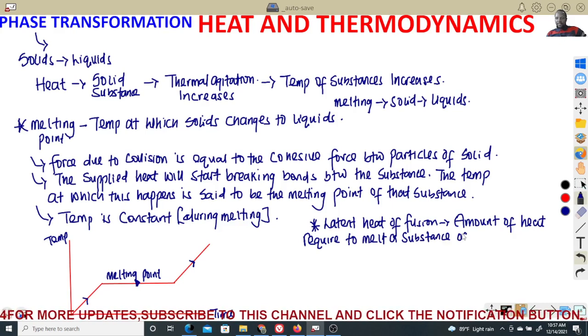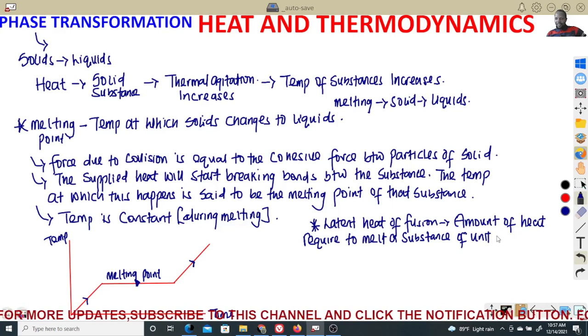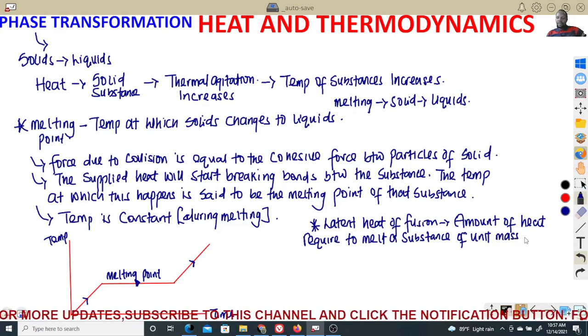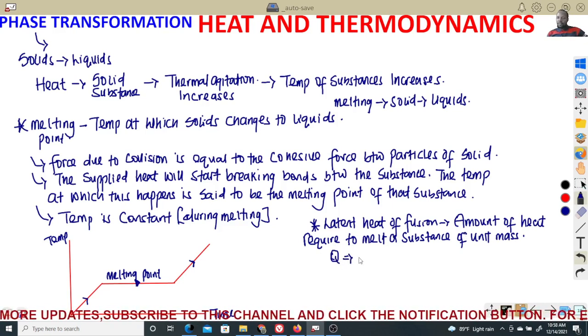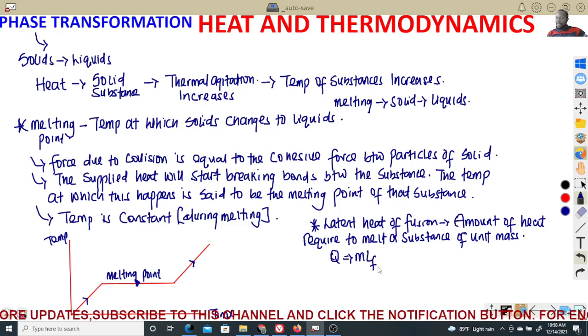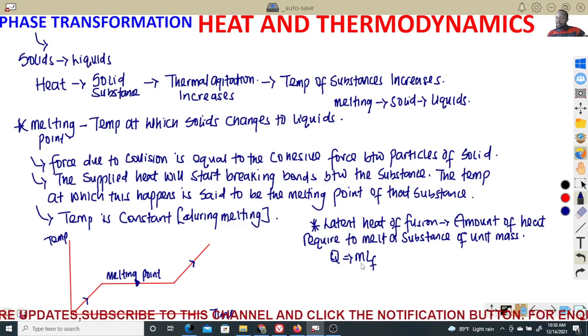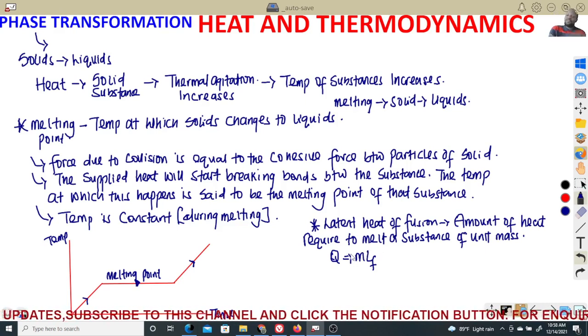of unit mass. Sorry about the writing, I'm trying to manage space. The amount of heat required to melt a substance of unit mass is called what? Latent heat of fusion. So the amount of heat, that is Q, required to melt a substance is given as Q = mL_f, whereby L_f is called latent heat of fusion. So you can see the amount of heat required to melt a unit mass of a substance, or to change the unit mass of a substance from solid to liquid.